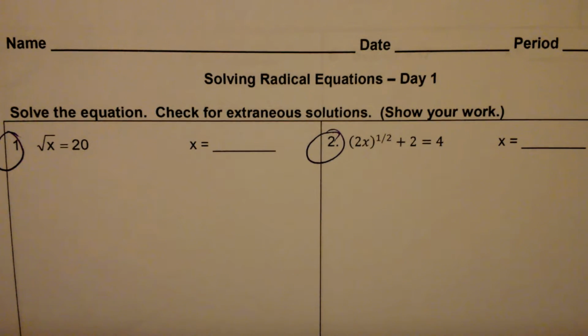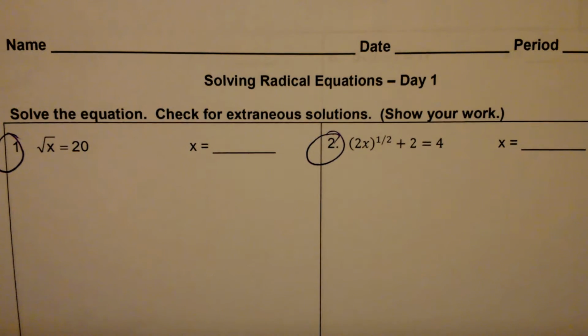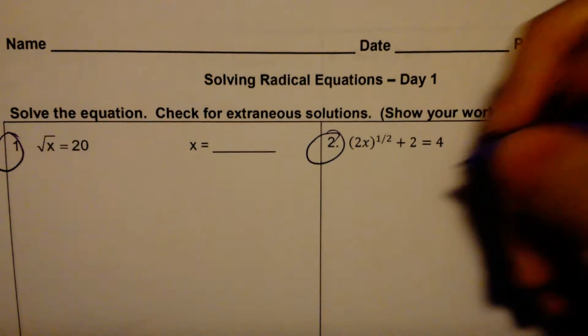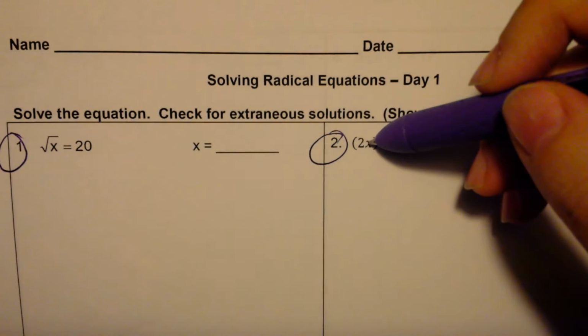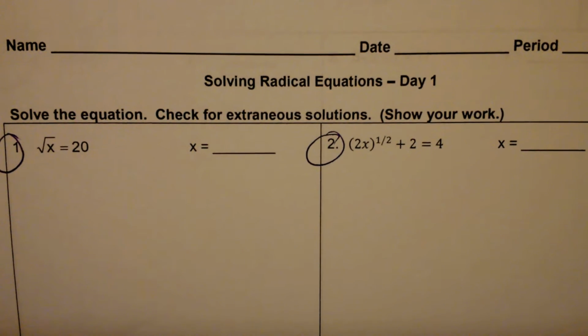Okay, this is 5-4, solving radical equations, day 1. So solve the equation, check for extraneous solutions. Extraneous meaning extra. If you had a solution that really didn't work out mathematically, you'd get an answer, but if you tried checking, like plugging the number you get for x into the equation, it wouldn't come out right.